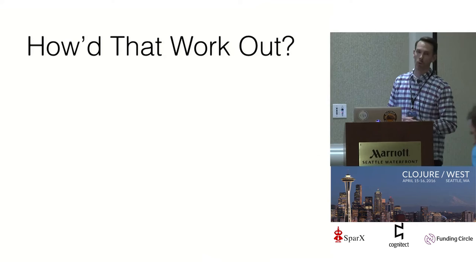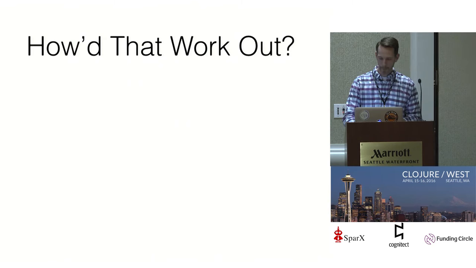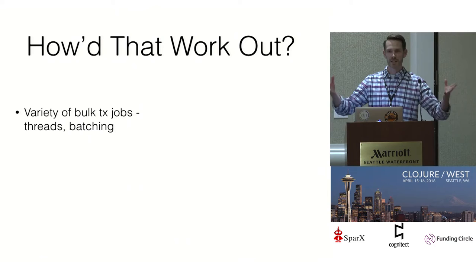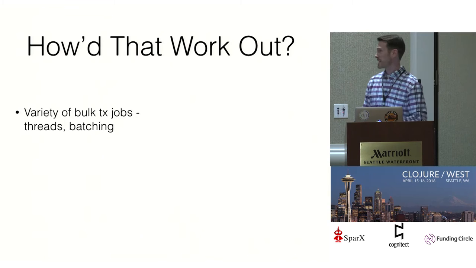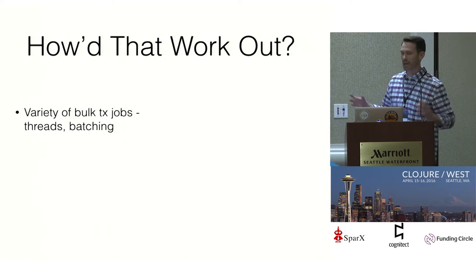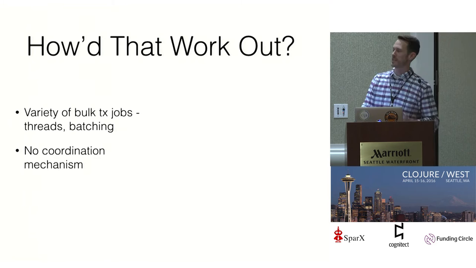So how did it work out for us to kind of just use hope as a strategy? In the system, a variety of bulk transaction jobs just kind of sprang up here and there doing lots of transacting. Some of them try to be good citizens and batch up transactions and do the Datomic best practice. Some of them started lots of threads because, hey, maybe that'll be faster. So we've got a lot of different things going into Datomic. And what we didn't provide in terms of a design is a coordination mechanism. So a lot of writes with no way to coordinate those.